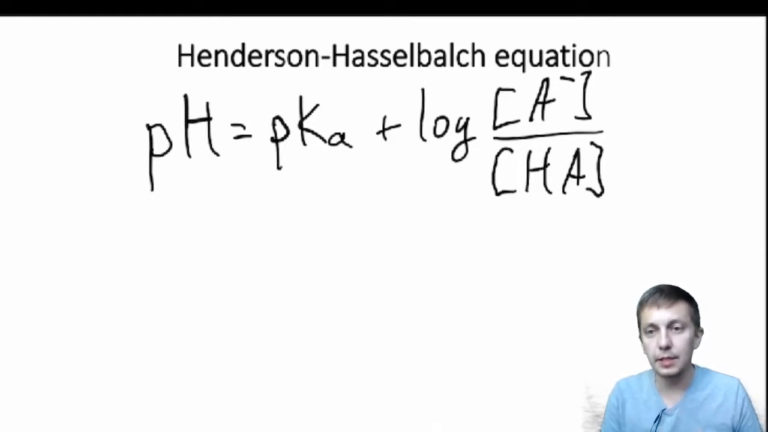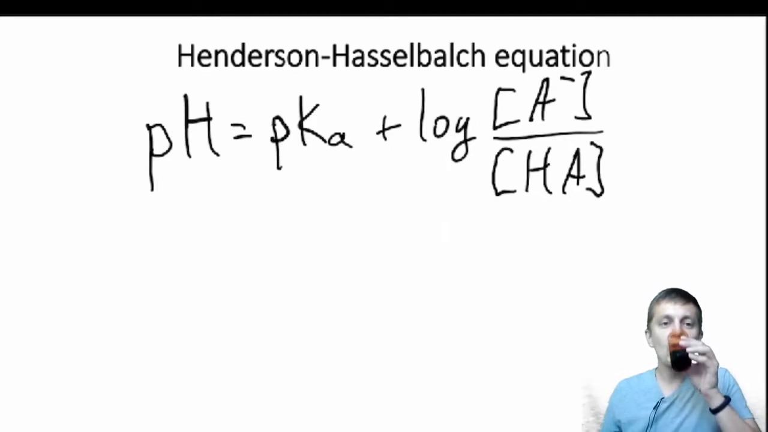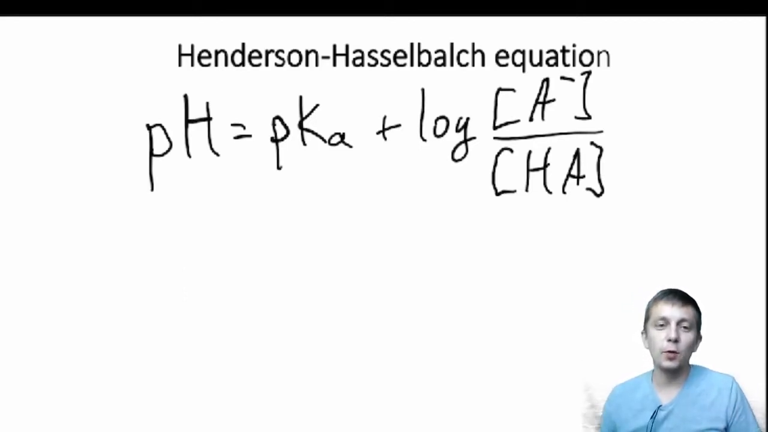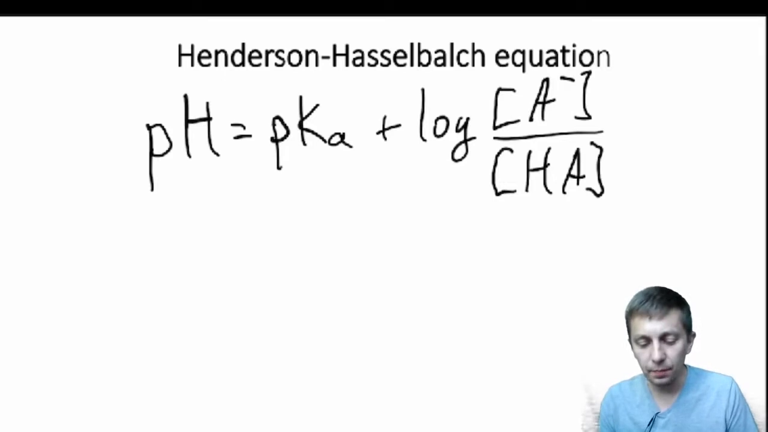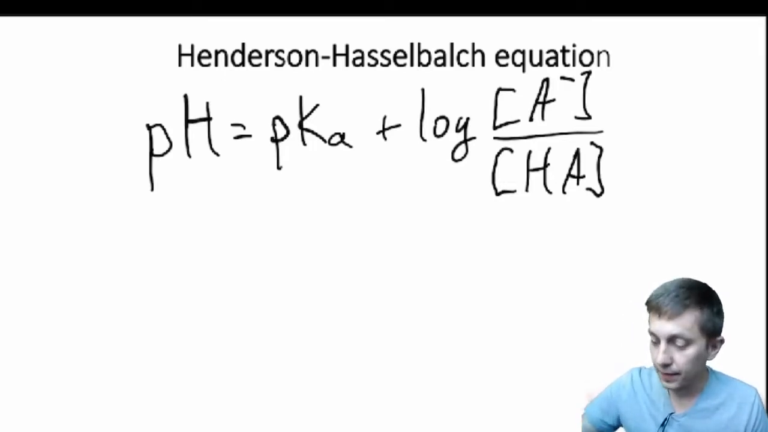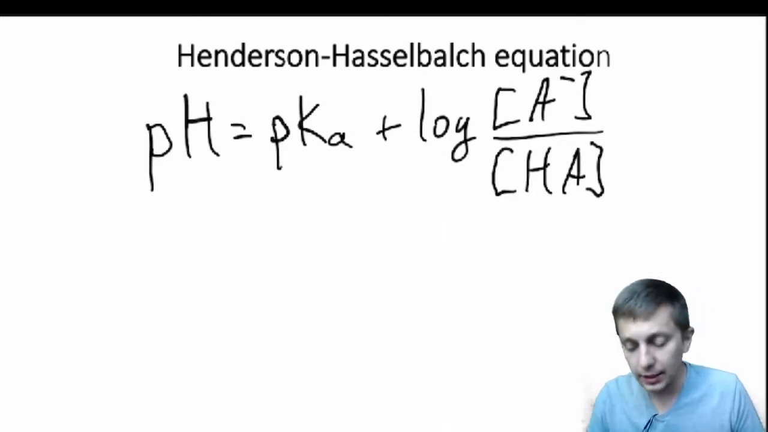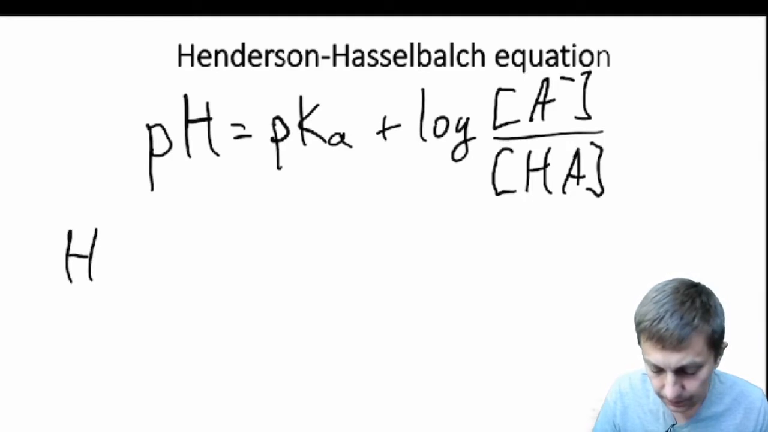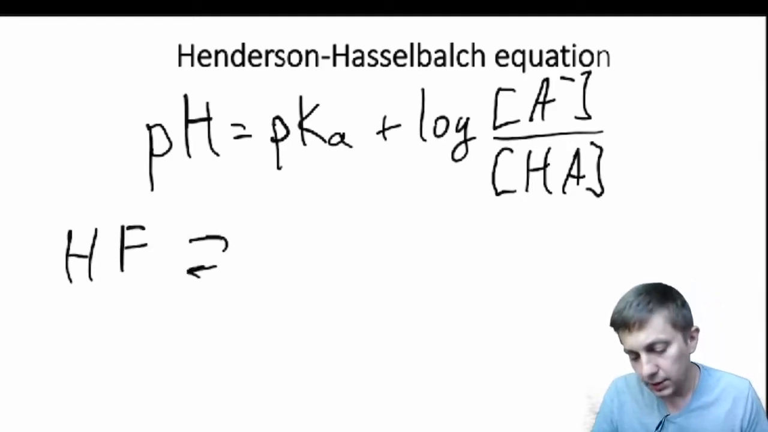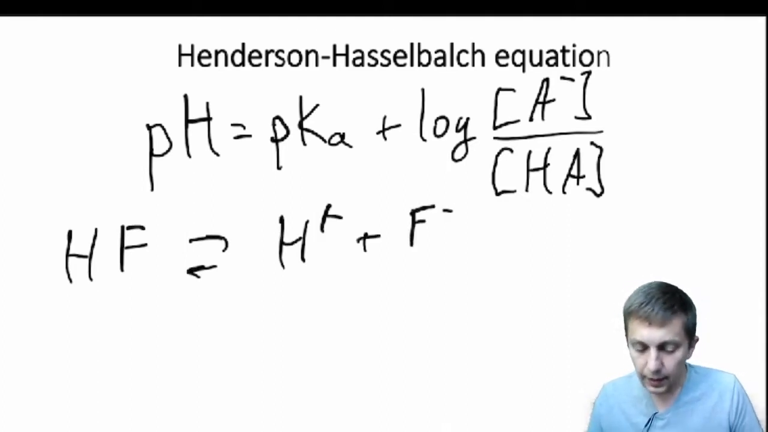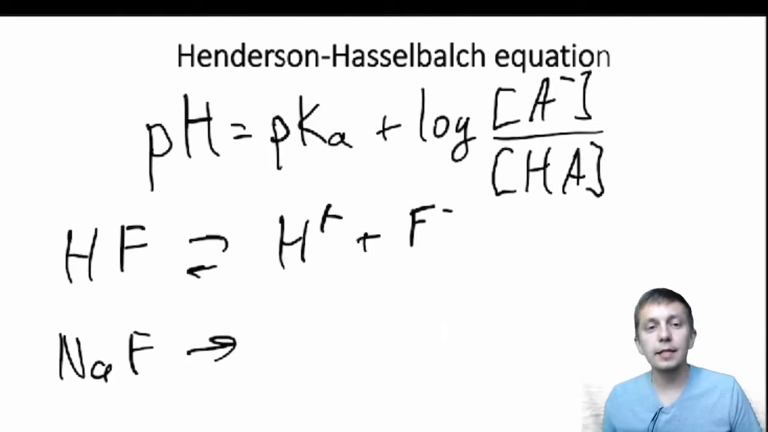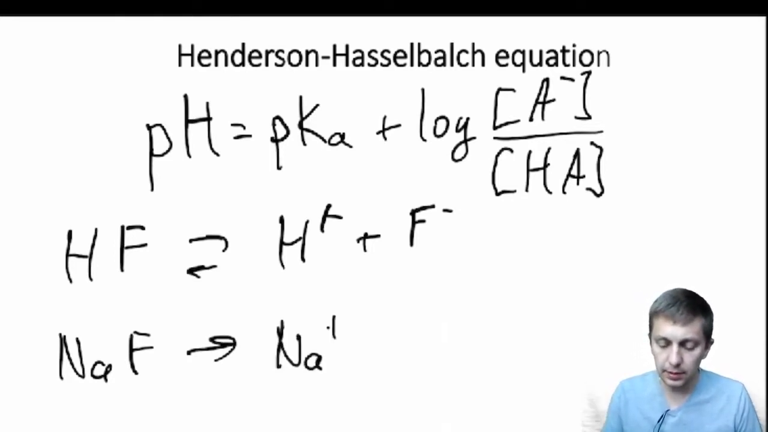Next, what you must memorize is the Henderson-Hasselbalch equation. It's very easy to describe buffers with it, and the equation itself is quite simple. The most complicated part of the Henderson-Hasselbalch equation is its name, because it's pH equals pKa plus log base 10 of base divided by acid. For example, if we're dealing with HF, it reversibly dissociates into H plus and F minus. And if we're dealing with a soluble salt of a weak acid, it dissociates into Na plus and F minus.